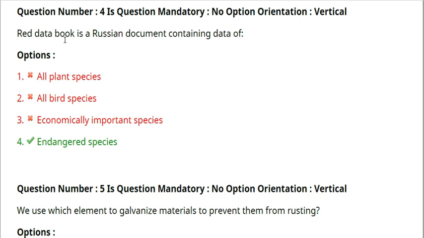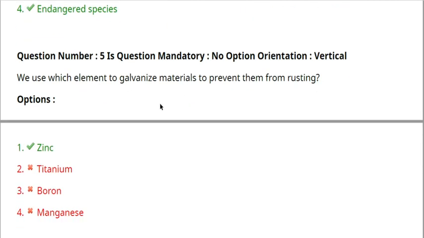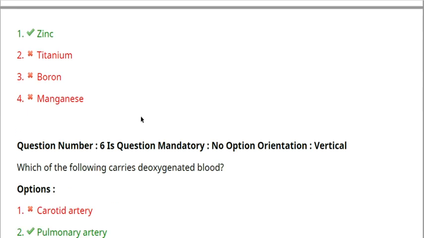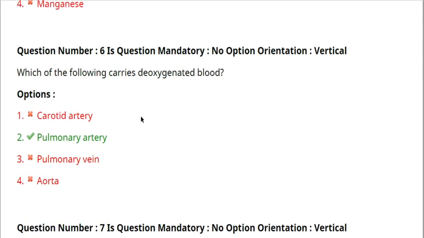Okay. We use which element to galvanize materials to prevent them from rusting? We generally use zinc. If we use zinc to galvanize a particular material, we can prevent it from rusting. Which of the following carries deoxygenated blood? So the answer is pulmonary artery, friends.